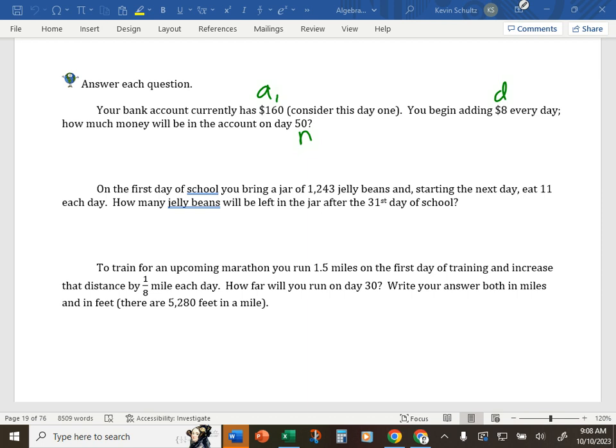Then to train for an upcoming marathon, you run 1.5 miles on the first day of training and increase that distance by 1/8 of a mile each day. How far will you run on day 30? And don't miss this, your answer needs to be written both in miles and in feet. And if it helps you, there are 5,280 feet in a mile.